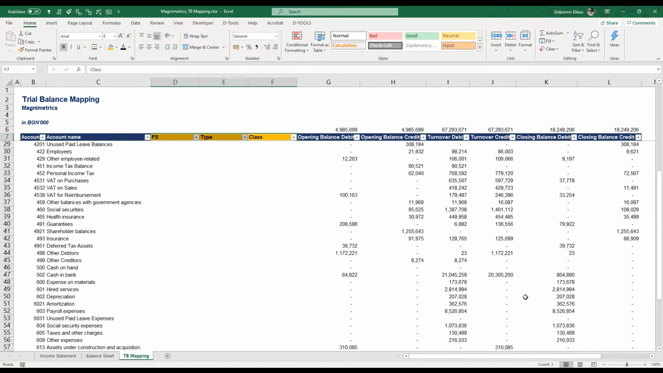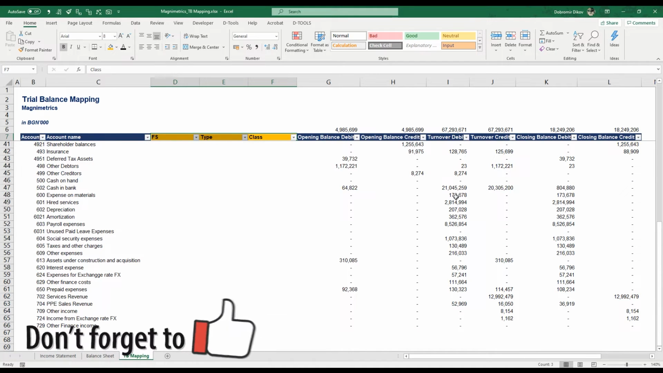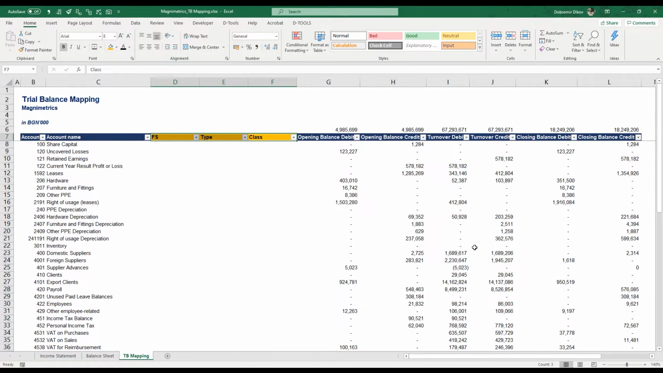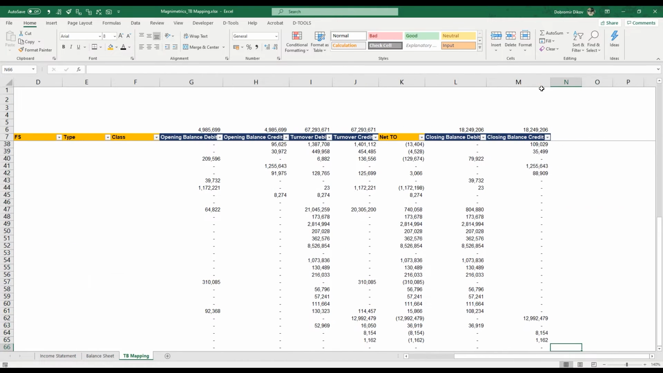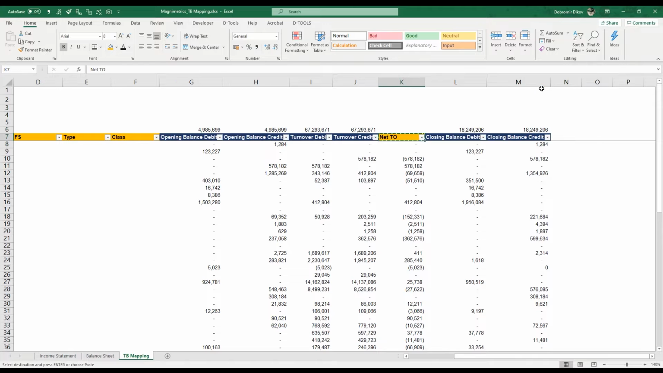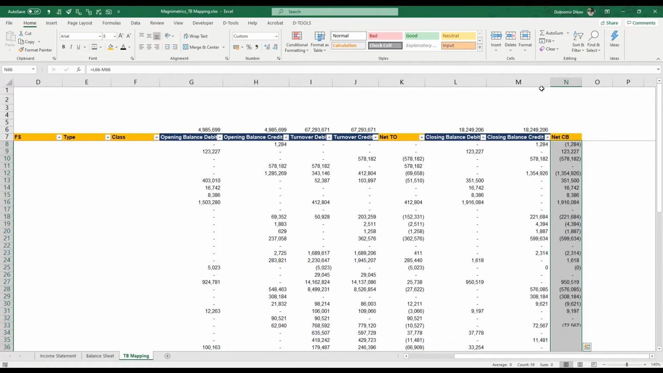And if we look here, we see that the trial balance is not closed. This means that we can just use the net turnover for our income statement. So I'm going to add a new column here, format it the same way, and call it net turnover. It's going to be the debit minus the credit. Copy that down with Control D. And the other column that I'm going to need is my net closing balance, which I can use for the balance sheet. Again, the debit minus the credit.